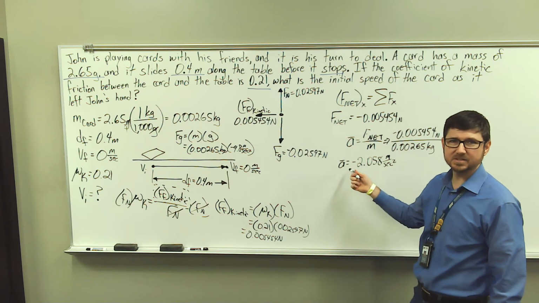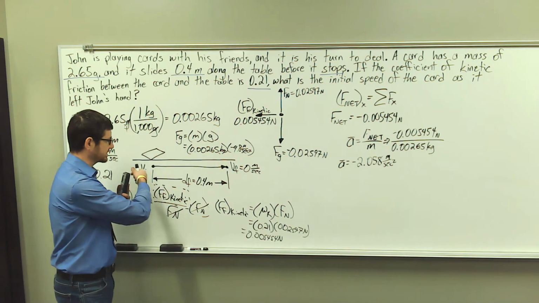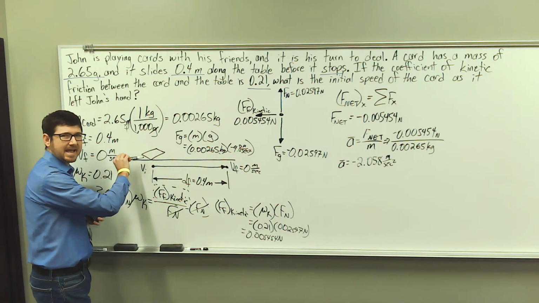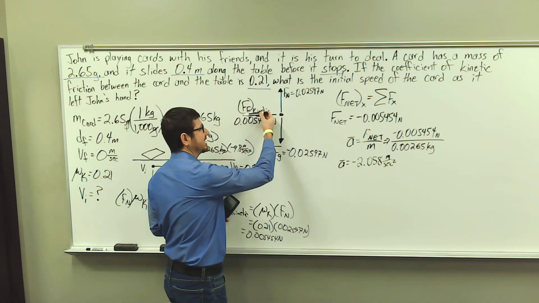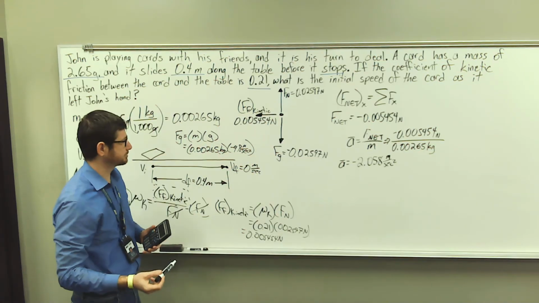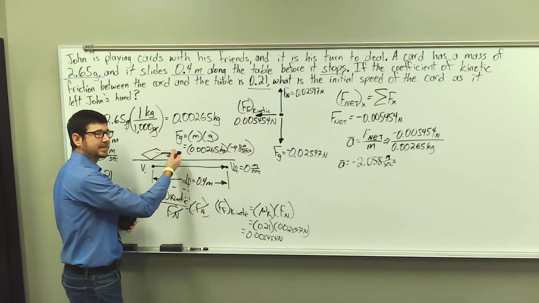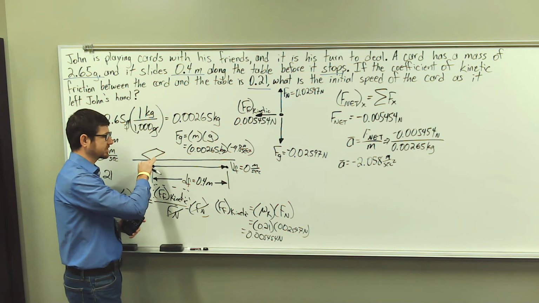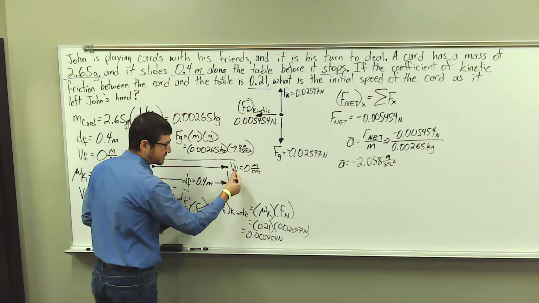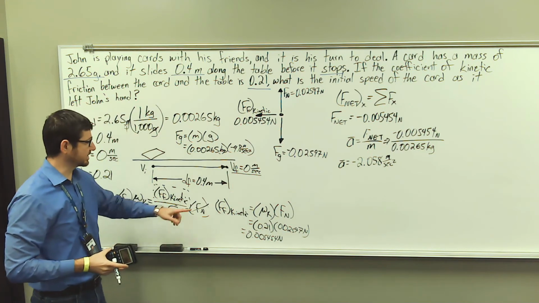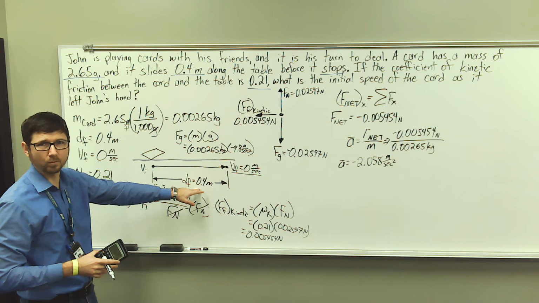And this makes sense with a negative acceleration because when John throws the card it has a positive velocity, and since the net force vector is pointing in a negative x direction, we know that the acceleration vector will also point in the negative x direction. So it's going to slow the card down until it comes to a stop. And we know that the displacement of the card when it slides on the table is 0.4 meters.